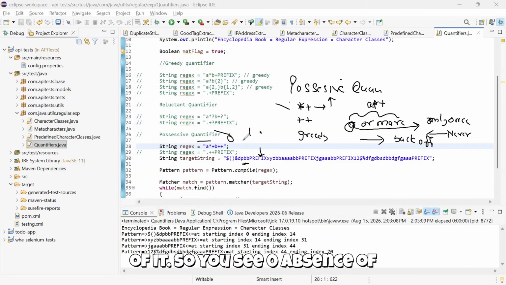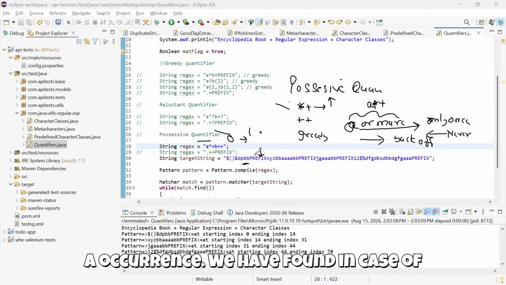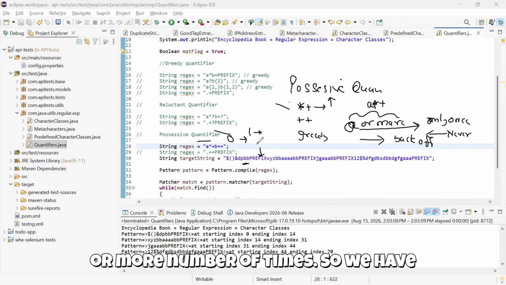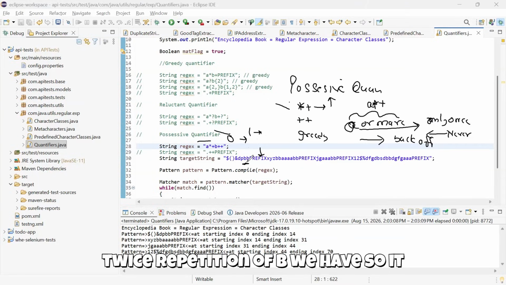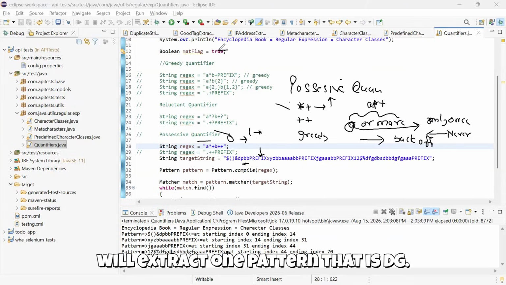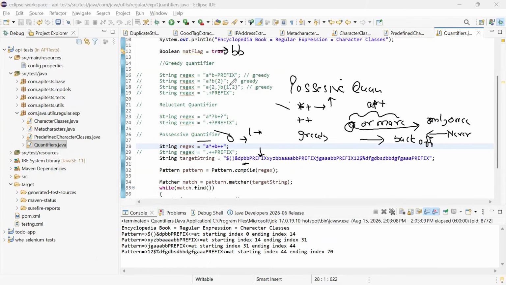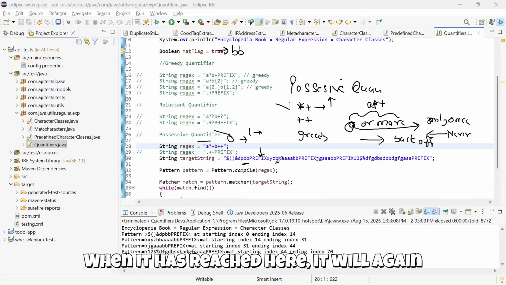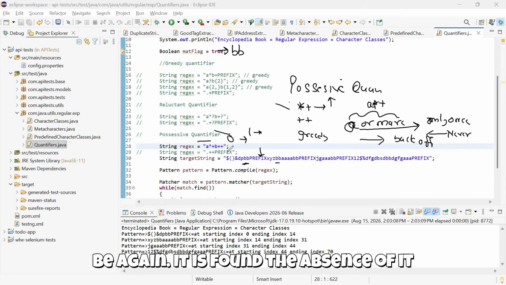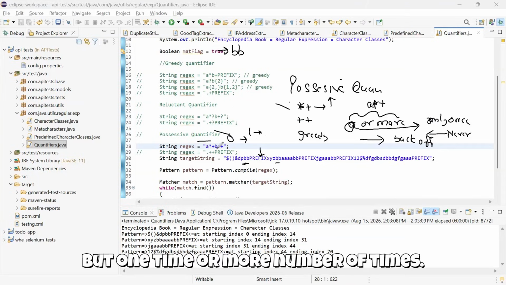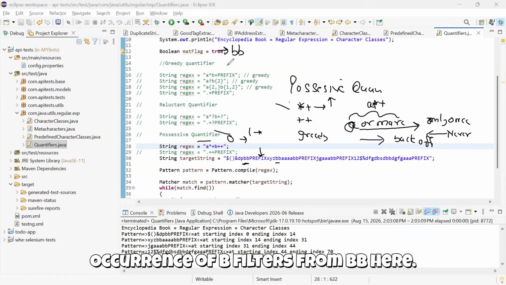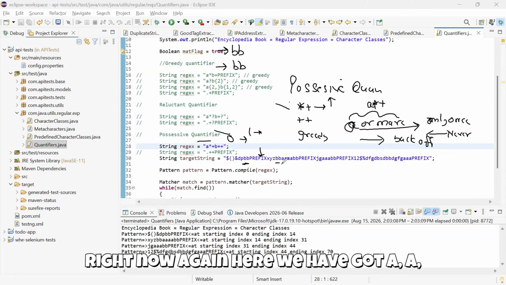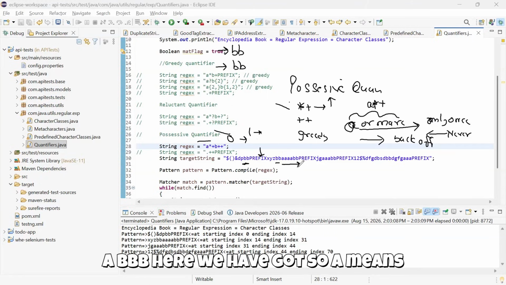So you see, we found zero occurrences of A in this case, and then B++ means one time or more. We have twice repetition of B, so it will extract one pattern, that is BB. Then it will move ahead. When it has reached here, again it has found the absence of A, but one or more occurrences of B. So it has found BB here.